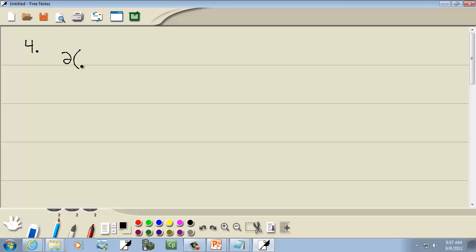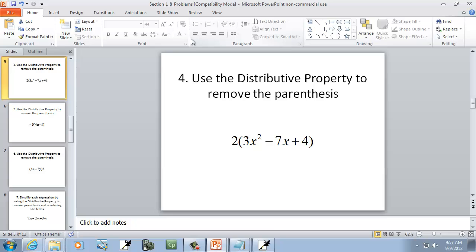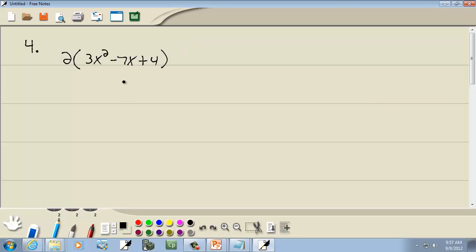We have 2 times 3x squared minus 7x plus 4. It says use the distributive property to remove the parentheses. Well, a 2 out in front of this indicates multiplication. Now inside we have 3 different items. When I say 3 different items, they're separated by pluses and minuses. So we're going to take this 2 and multiply it times the 3x squared. We'll multiply it times the negative 7x and times the 4.